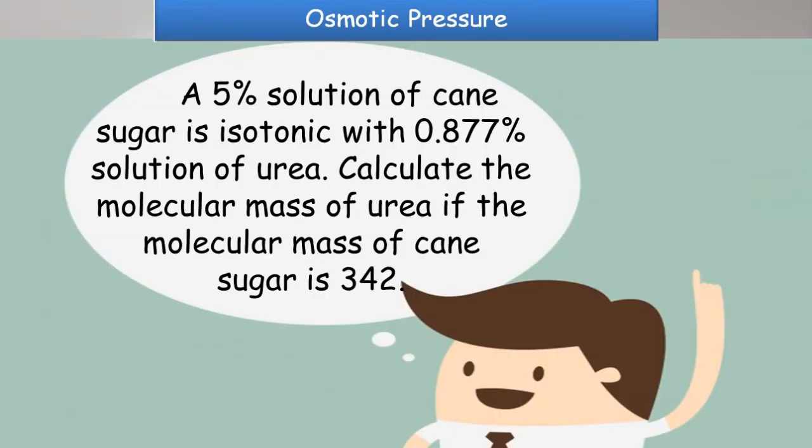A 5% solution of cane sugar is isotonic with 0.877% solution of urea. Calculate the molecular mass of urea if the molecular mass of cane sugar is 342. Again, this question is very simple. We know the molecular mass of urea is 60, but still I will show you how to set it up.